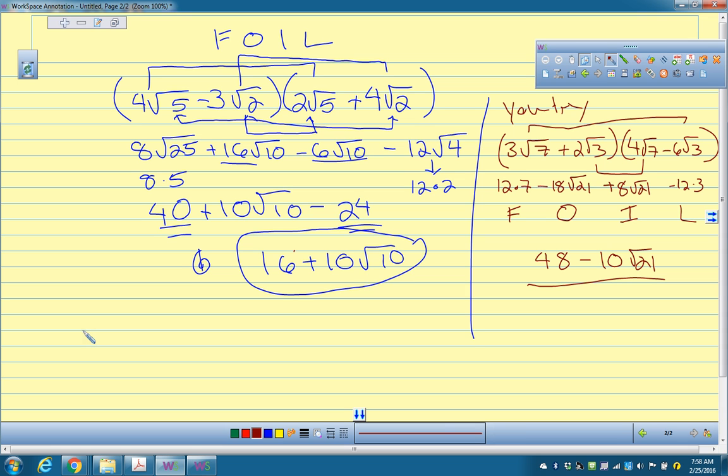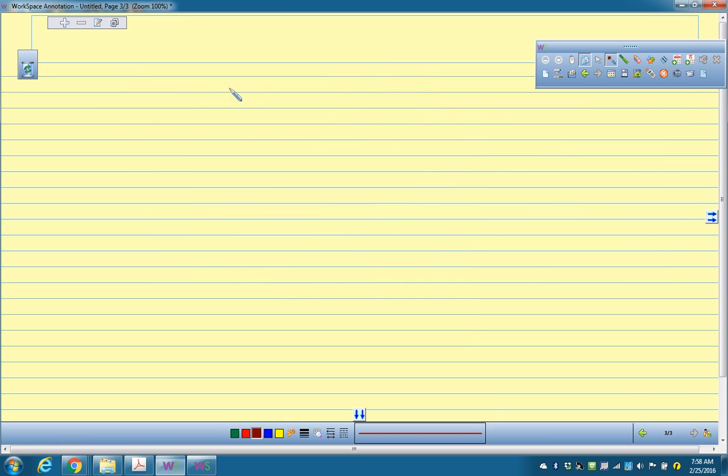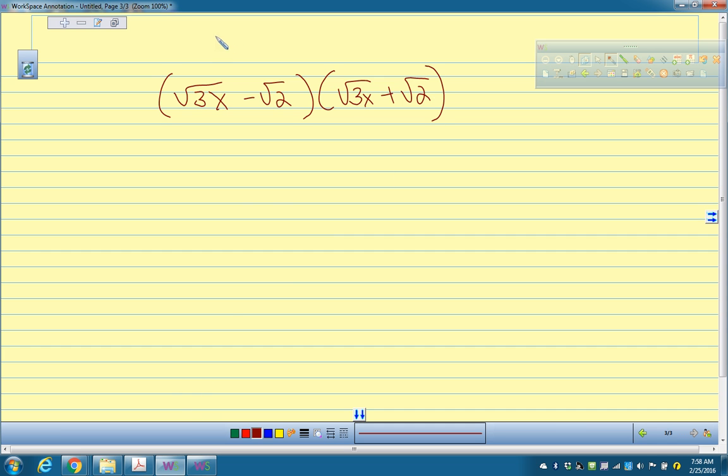All right, so there's more, but I'm just going to do a couple more problems. So say you were to see, I want you to try this one. See what happens if I multiply square root of 3x minus square root of 2, times square root of 3x plus square root of 2. You try. I want you guys to try this.